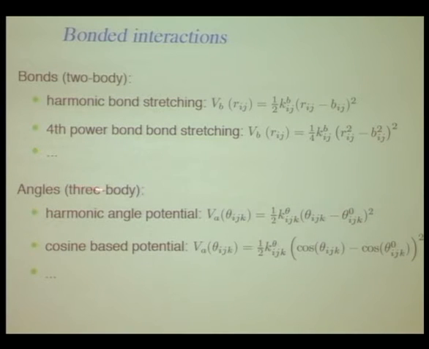Then there are angles, which are 3-body terms, so that's for the angle bending, as has been shown by Eric before. Here you can again have the most common one, the harmonic angle potential, but there's, for instance, also a cosine angle potential to save you from calculating the arc cosine, and there are many more also in this case.